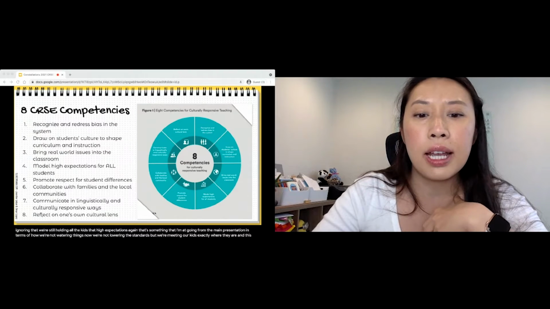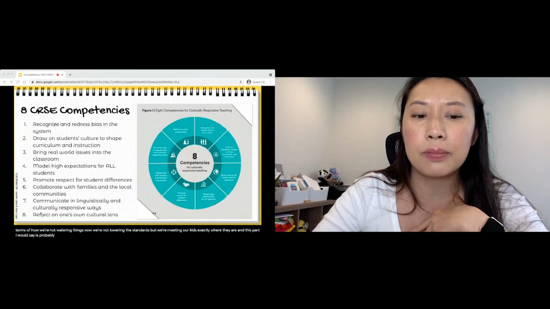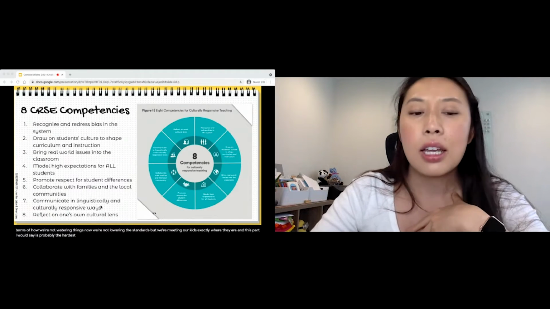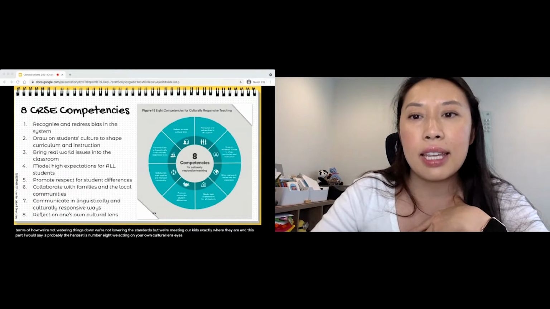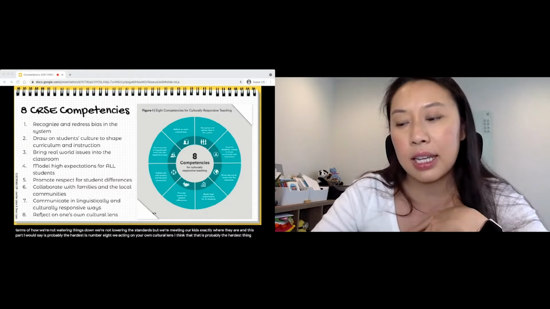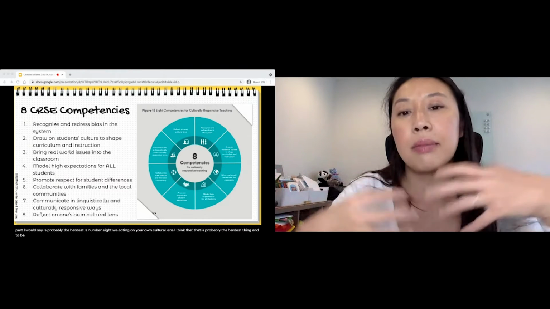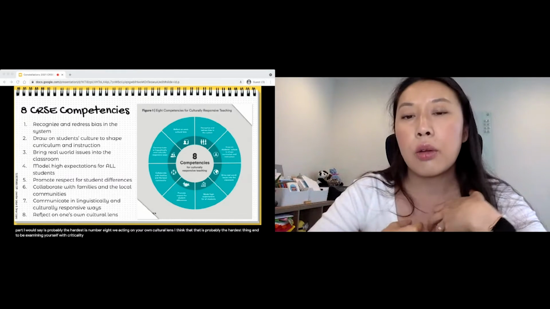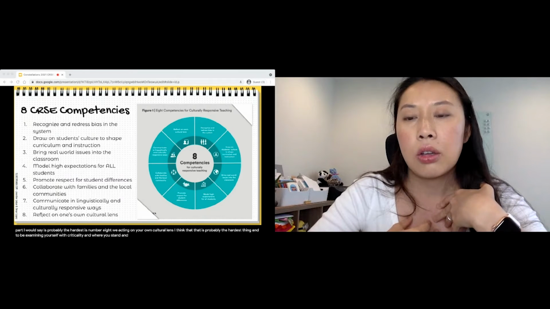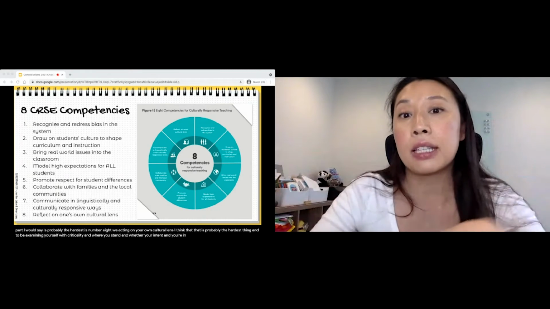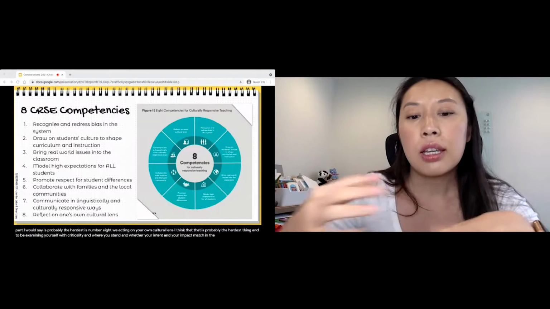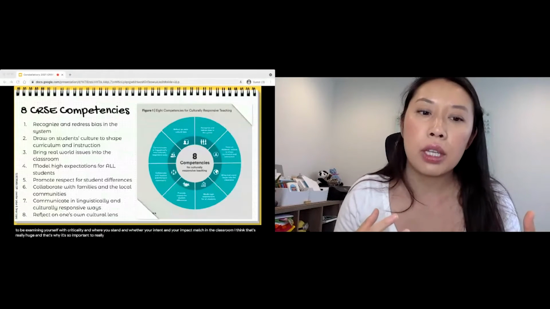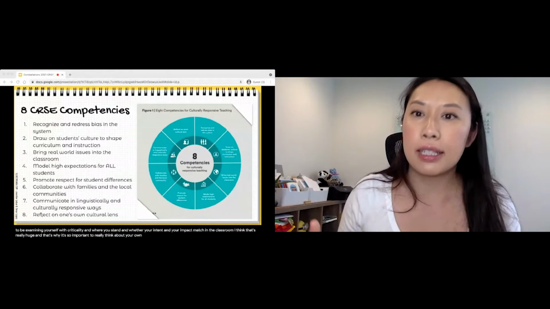And this part, I would say, is probably the hardest: number 8, reflecting on your own cultural lens. Examining yourself with criticality, and where you stand, and whether your intent and your impact match in the classroom. I think that's really huge. That's why it's so important to think about your own practice.